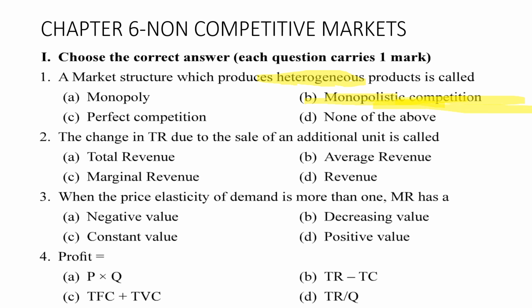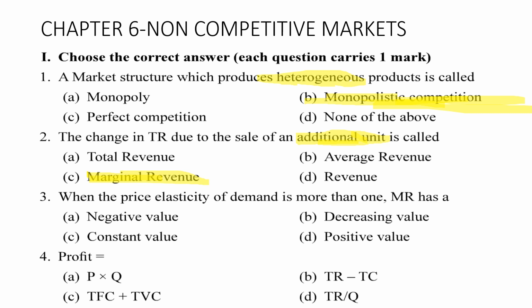Then second one, the change in total revenue TR due to the sale of an additional unit is called. So till now I told you, when it is per unit, you have to look for the word average. In the same way, when it is additional unit, you have to look for the word marginal. So check wherever marginal is there in the options. So we have option C, that is marginal revenue. So additional unit, every time you remember the answer should be involving marginal. So answer is marginal revenue.